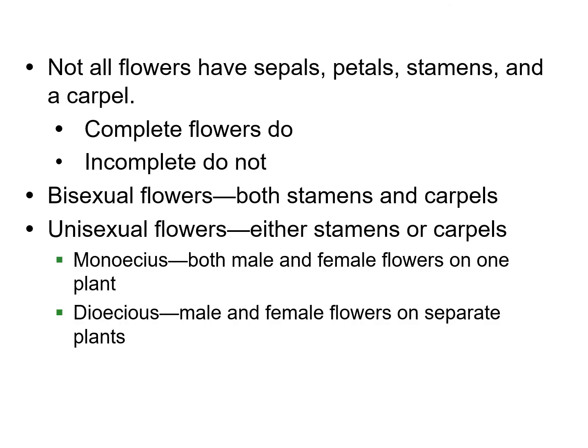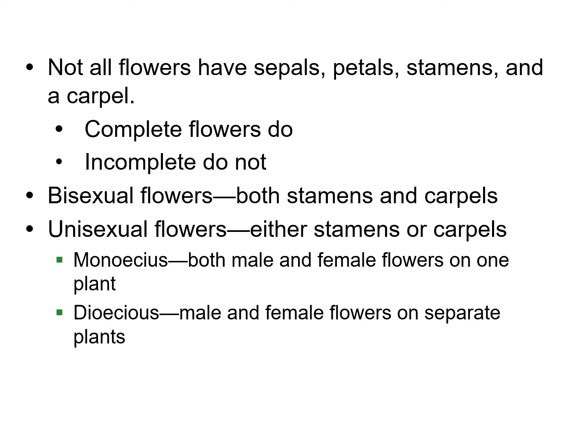And again, not all the flowers have to have these parts. Some flowers are considered complete, where they have the sepal, okay, they have the petal, and they have the stamen, as well as a carpel. Some plants are incomplete and they only have certain parts. Those that are complete tend to be your bisexual flowers. They have both stamens and carpels. Some unisexual flowers can have either one or the other.